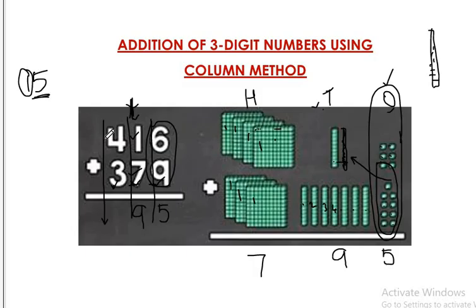Then what is coming in the hundreds place? 4 plus 3, which is 7. So your answer is 795.